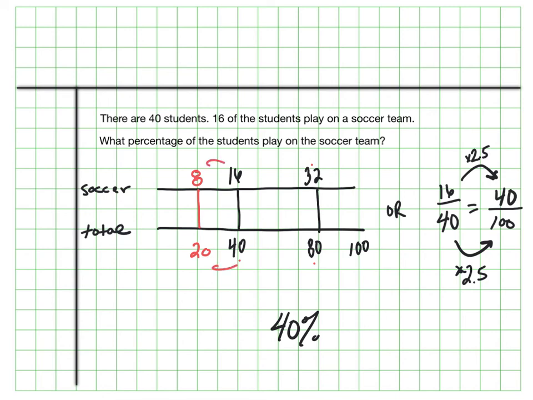And then maybe it would help me to say, oh, well, I could count by 20s, right? And I could put a 60 here. I could count by 20s along the bottom, and I could count by 8s along the top until I finally get to 40 out of 100. Either way, it's 40% of the students, right? So 16 out of 40 is 40%.